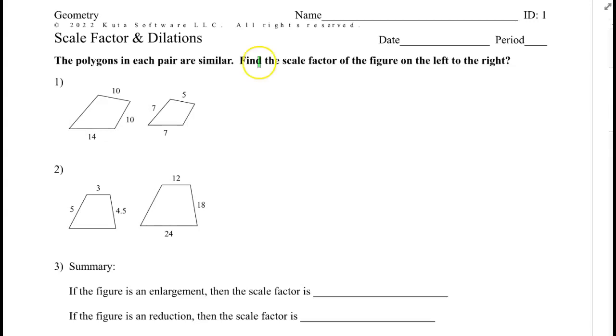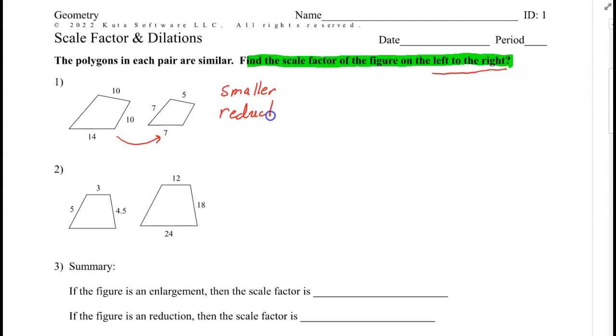So if you look at problem number 1, the goal is to find the scale factor from left to right. If you look at this quadrilateral, you can notice that it is getting smaller. If the figure is getting smaller, we call it a reduction. In contrast, in problem number 2, you can see the trapezoid is getting larger. If the object or the image is getting larger, we call it an enlargement.